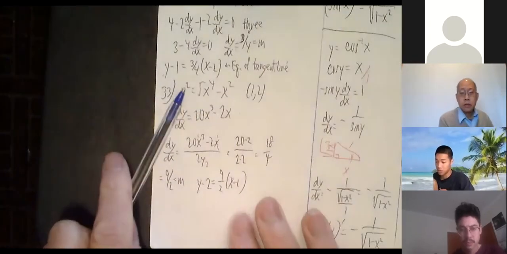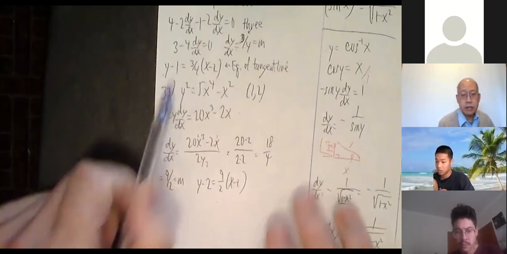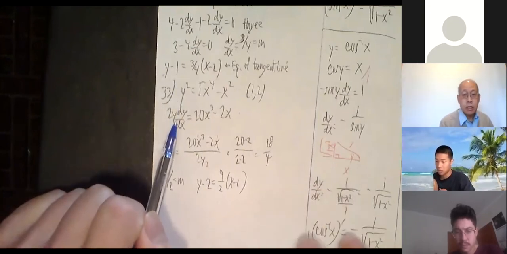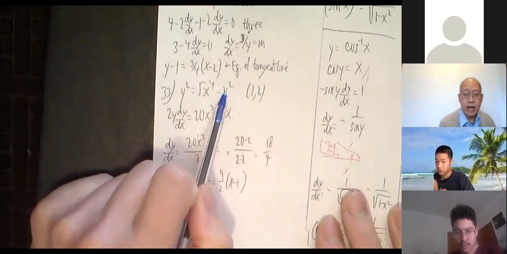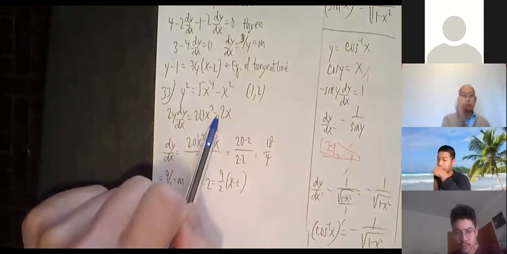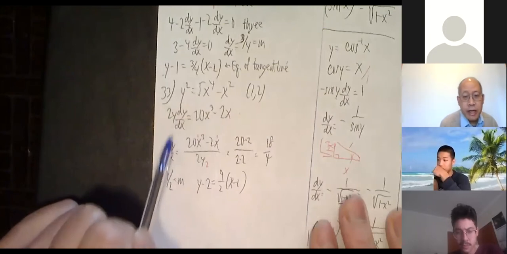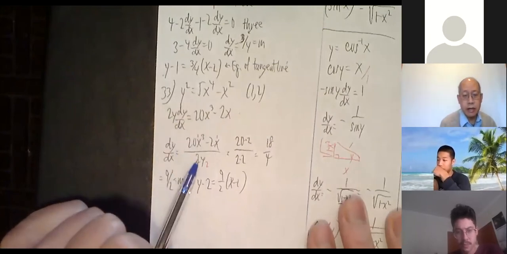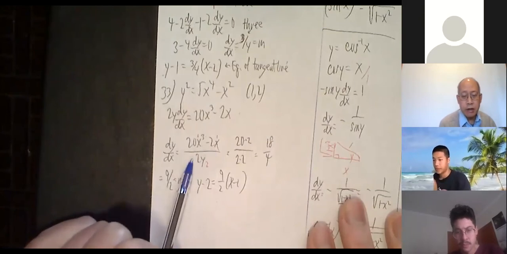So here we go. 2y dy/dx, because there's a y, needs a dy/dx. But notice the right-hand side only consists of x's, so I don't have to put any extra d stuff. So the regular 20x cubed minus 2x. Okay, solve for dy/dx. Just divide both sides by 2y. So dy/dx equals 20x cubed minus 2x divided by 2y.